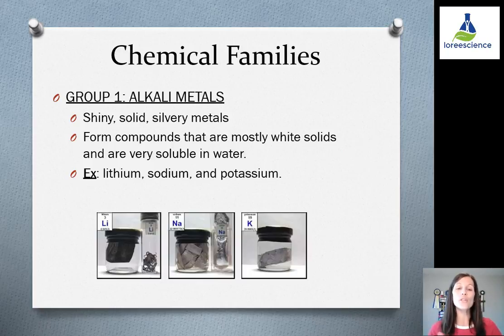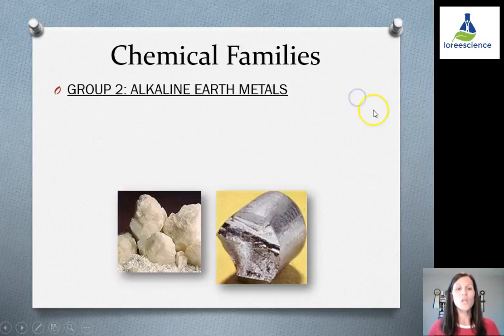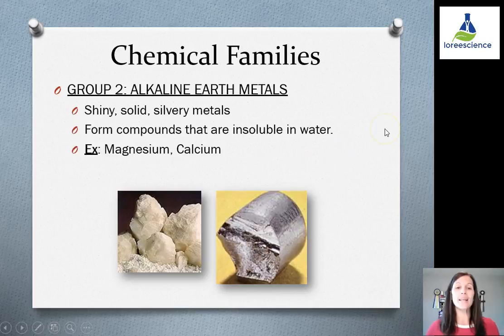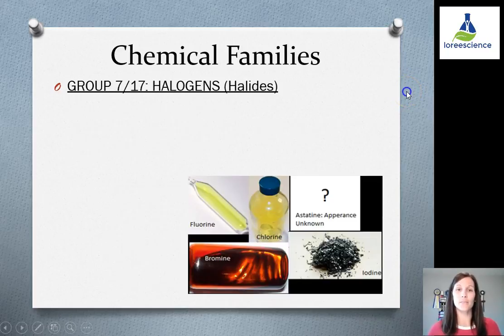And they're all very soluble in water, meaning that they will dissolve or dissociate or break apart when put into water. Group 2, meaning 2 valence electrons, are the alkaline earth metals. They are also shiny, solid, silvery metals, but they are not quite as soft as the group 1 metals. They form compounds, however, that are insoluble in water. So when they bind with other elements, they are generally insoluble, or don't dissolve or break apart when in water. Examples are magnesium and calcium.